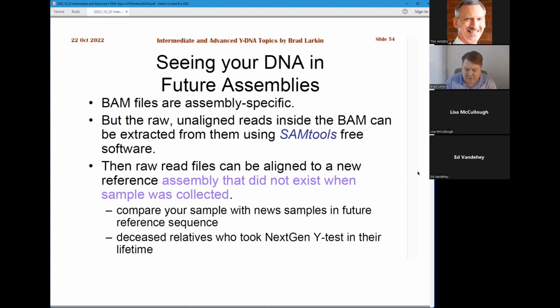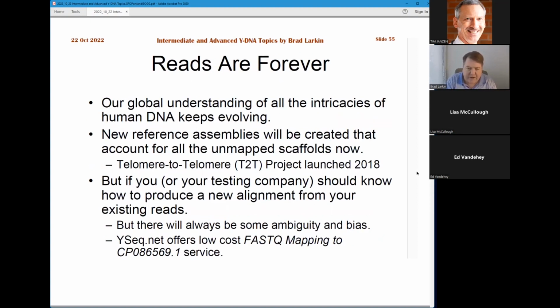And that way you can compare your sample with new samples that are collected in the future with other reference sequences. It's also the way you can move forward if you had relatives who are deceased now, who you have their BAM file, but it was HG19, and you want to look at it in HG38 or whatever comes next. You can do the same thing. You can extract the reads out of their old BAM file, do an alignment on it, and then compare it directly in a chromosome browser. Because the point is that reads are forever.